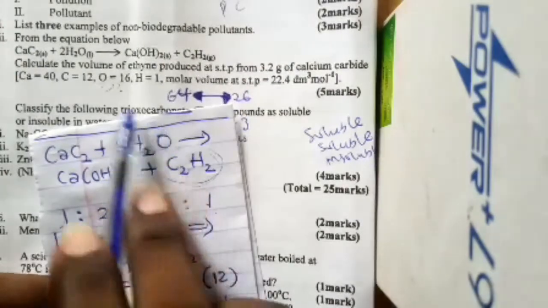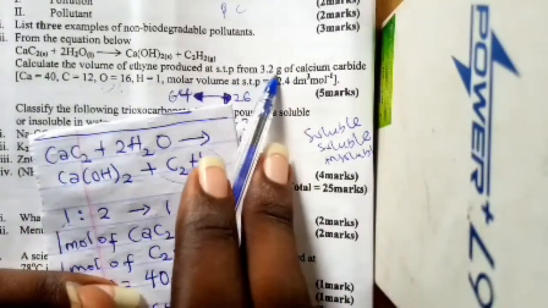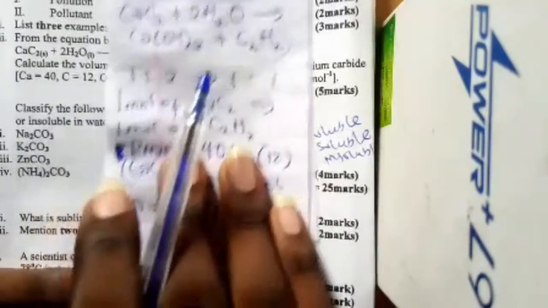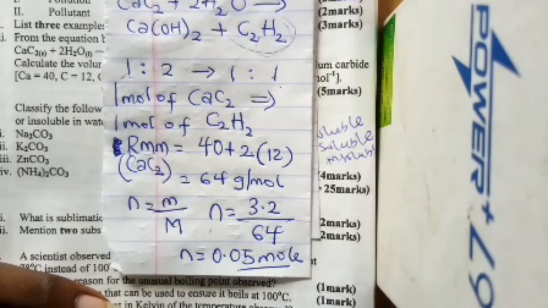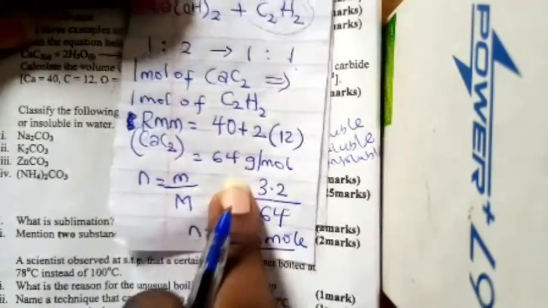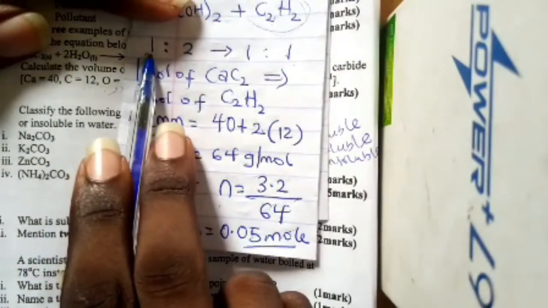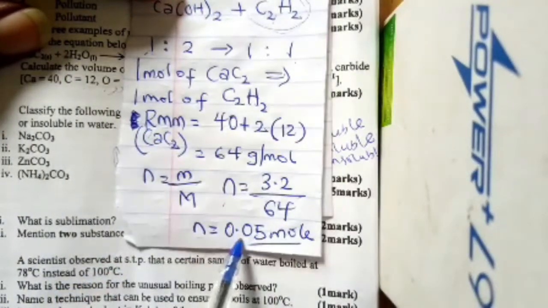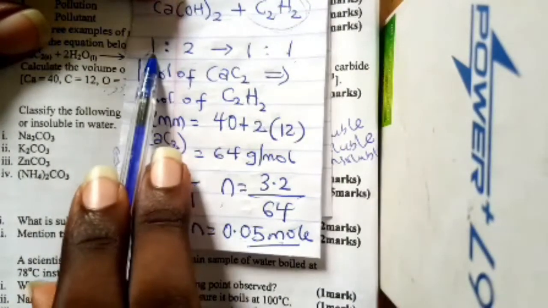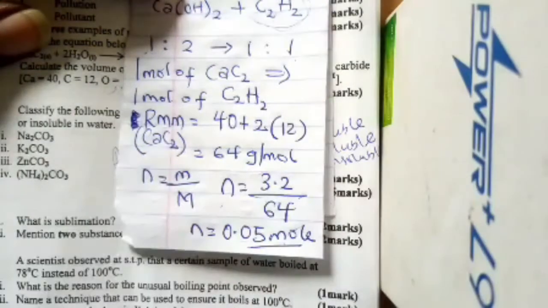So we've been able to find the number of moles of 3.2 gram of calcium carbide. So it doesn't end there actually. We found the number of moles, right? So that is synonymous to if 1 mole of calcium carbide gave 1 mole of ethane gas, 0.05 mole of calcium carbide should also give what? 0.05 mole of ethane gas.